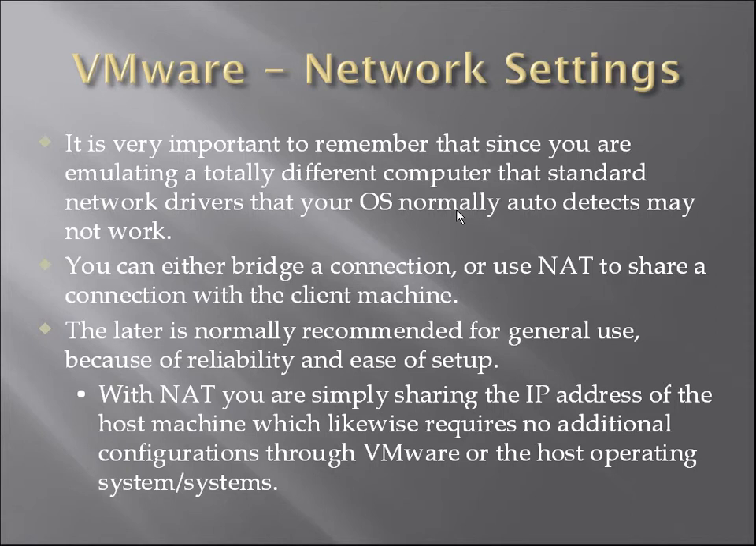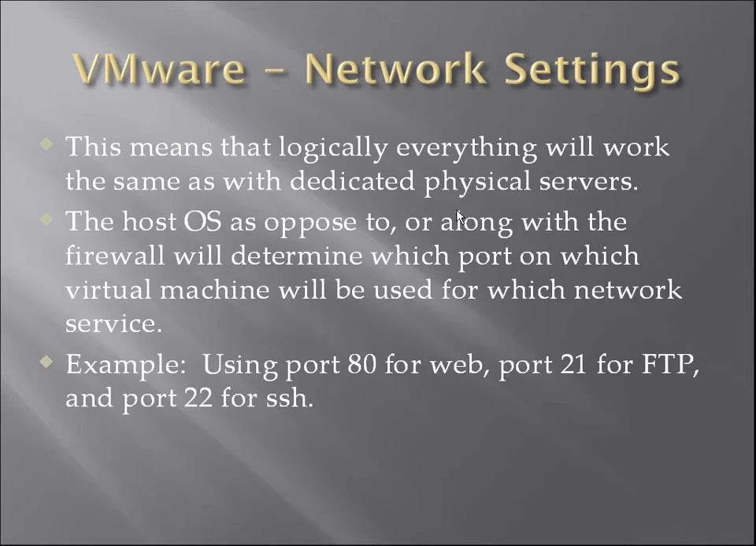Actually, VMware takes the IP address of your host machine and splits it into different subnets for every individual VM on your machine. So each subnet has its own IP address that's actually used within your box. This means that logically everything will work the same as on a dedicated physical server. And of course, the host OS, along with the firewall, should determine on which port the virtual machine can be used for which network service.